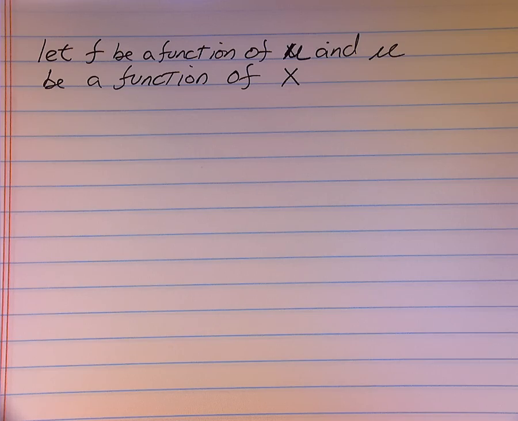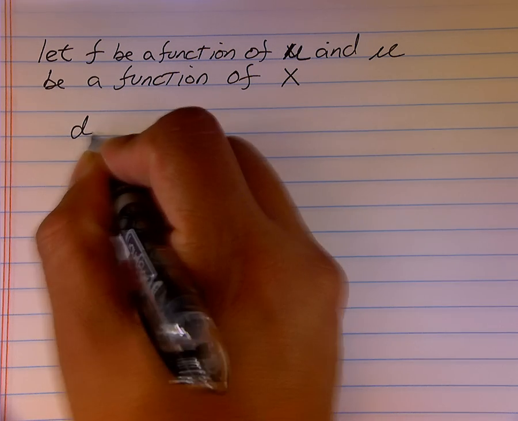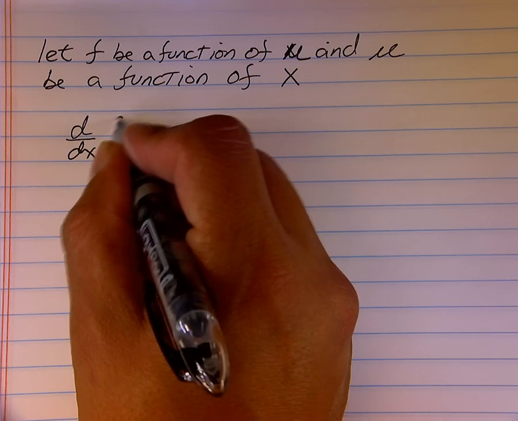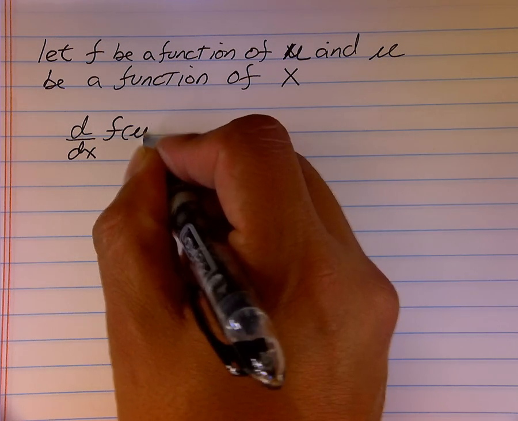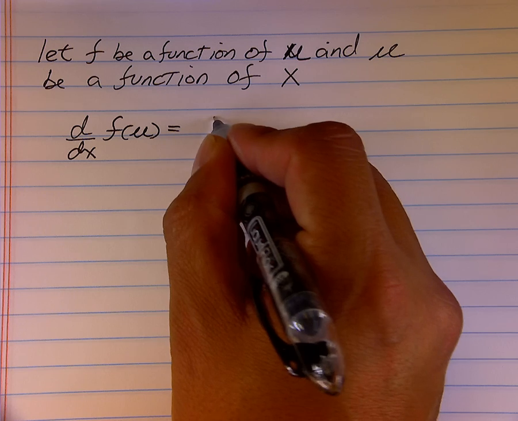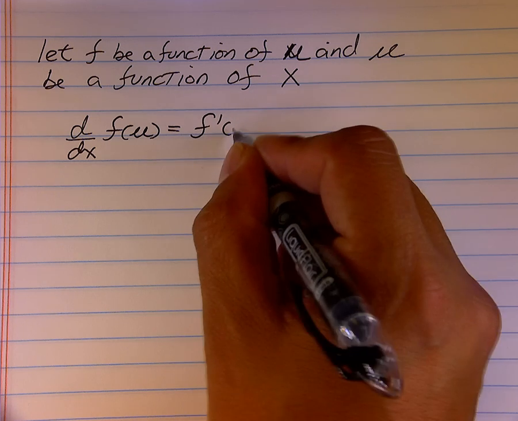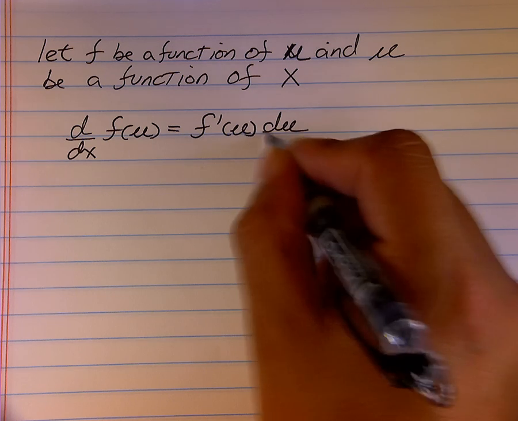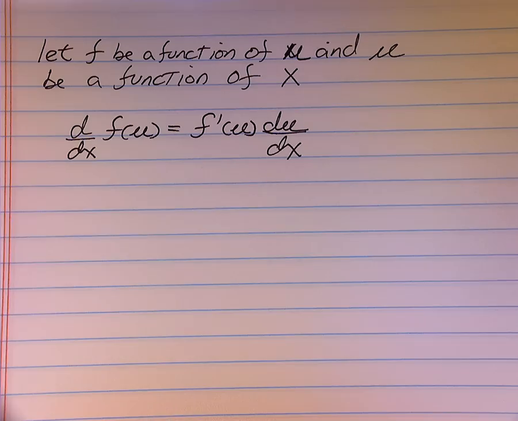So we're going to let f be a function of u and u be a function of x. Then according to our chain rule, the derivative with respect to x of f of u equals f prime of u times du dx.